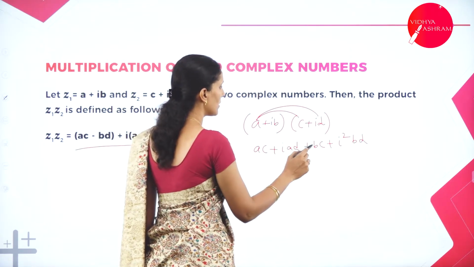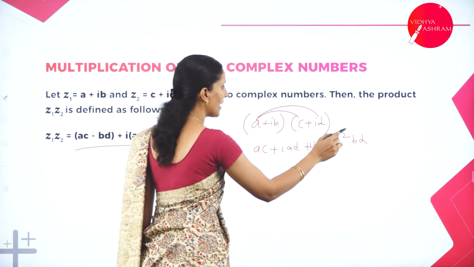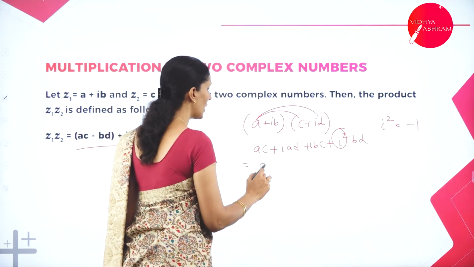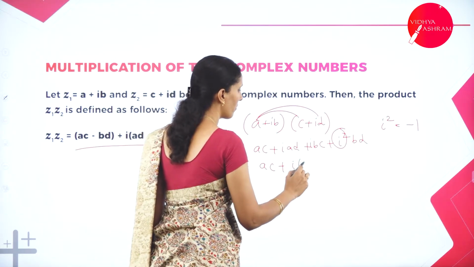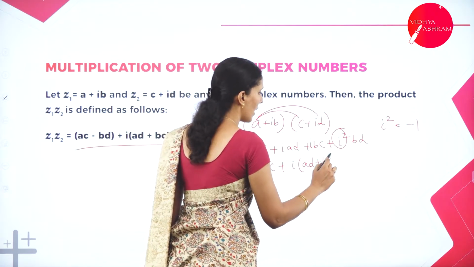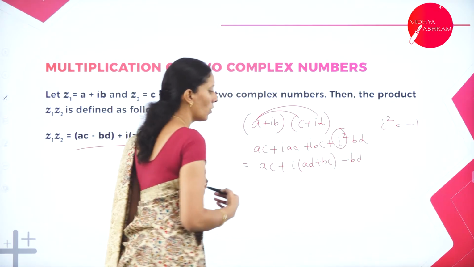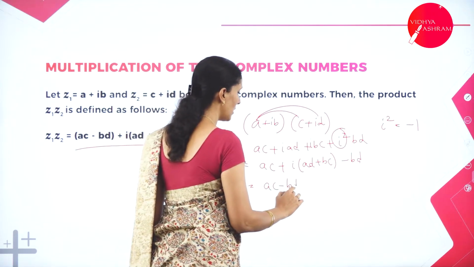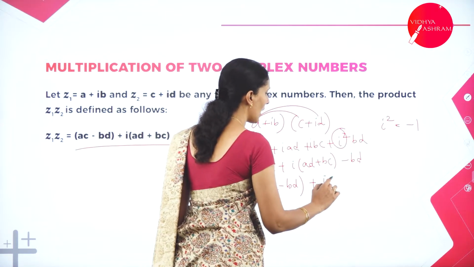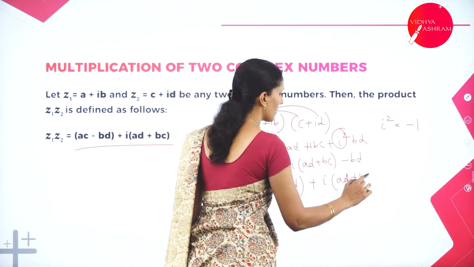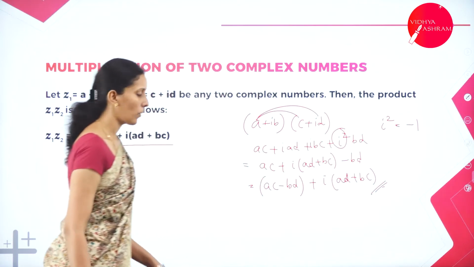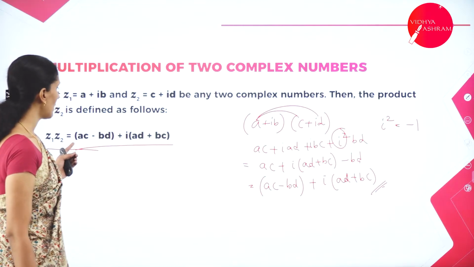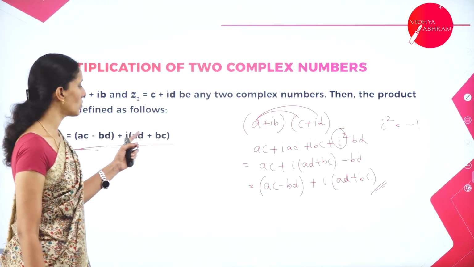So here this is ibc we get. The value of i squared is always minus 1. So here you get ac plus, taking i as a common factor, ad plus bc, and here it is minus bd. Separating the terms that don't have i, it is ac minus bd plus i into ad plus bc. So this is how you can take the product. You can use this as a formula also: z1 z2 is nothing but ac minus bd plus i into ad plus bc.